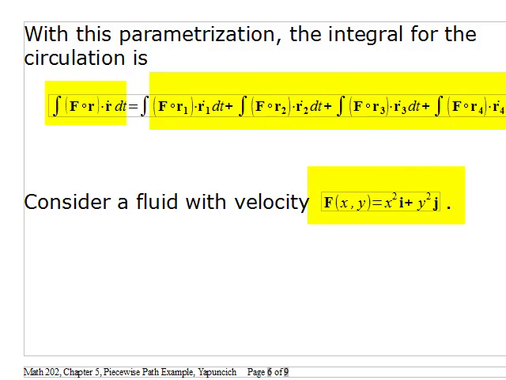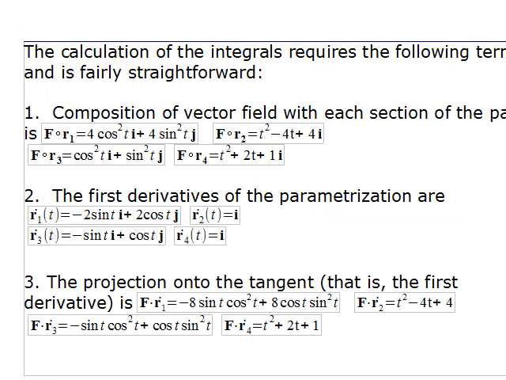Let's look at a fluid with this kind of velocity, x squared in the i direction plus y squared in the j direction. Now this calculation is just a straightforward example, or actually 4 examples in one, of a line integral of a vector field in the tangential direction to compute the circulation. First thing we do is compose the vector field with the parameterization in each section. So f composed with r1, f composed with r2, etc.